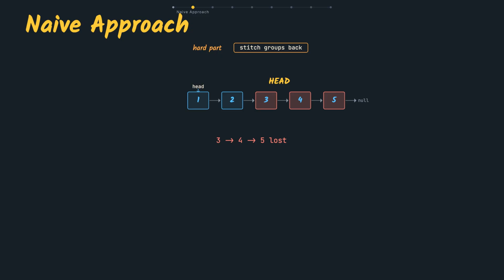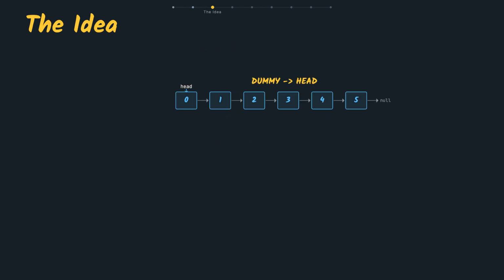Reversing a group is easy. The hard part is stitching the groups back together afterward. So before we touch anything, we need to remember the node before the group and the node after it. Start with a trick that removes a special case. Put a fake node in front of the list. This dummy node is just a placeholder. Now the first real node has something in front of it, like every other node.